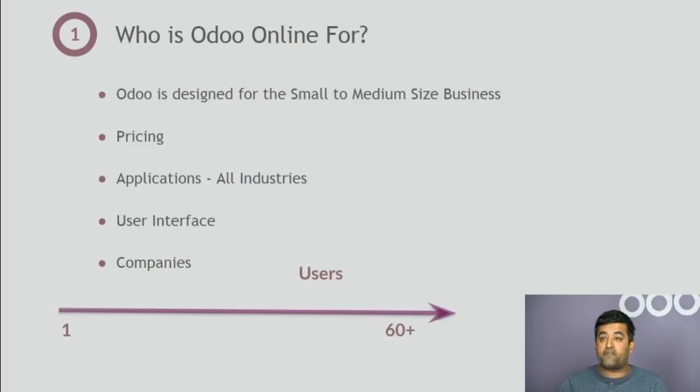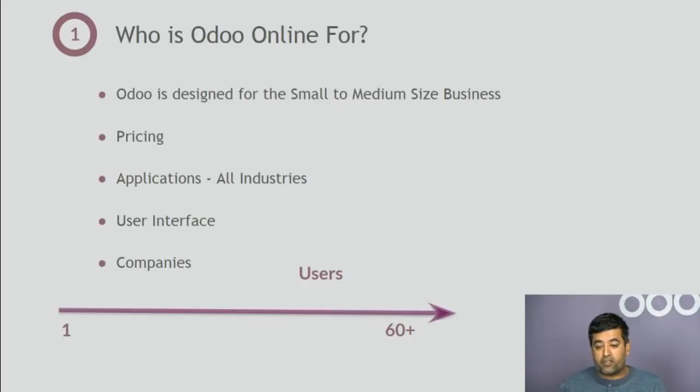It doesn't matter if you're a manufacturer or a distributor or in a service industry. There are applications and features and configurations that will work for your industry. We will cover the user interface and companies that use Odoo. You can see here the user count for an Odoo implementation can range anywhere from 1 to 2 users, like a mom and pop business, or anywhere above 50, 60, 70 different users in the company.